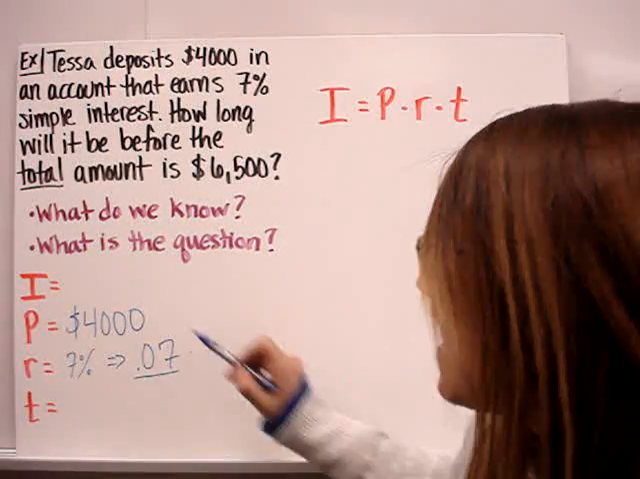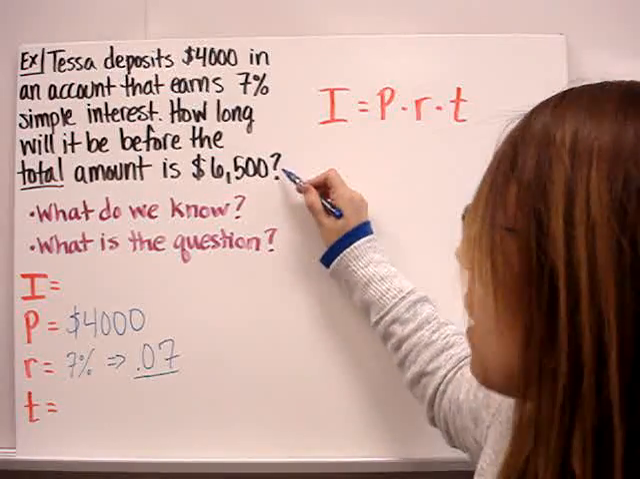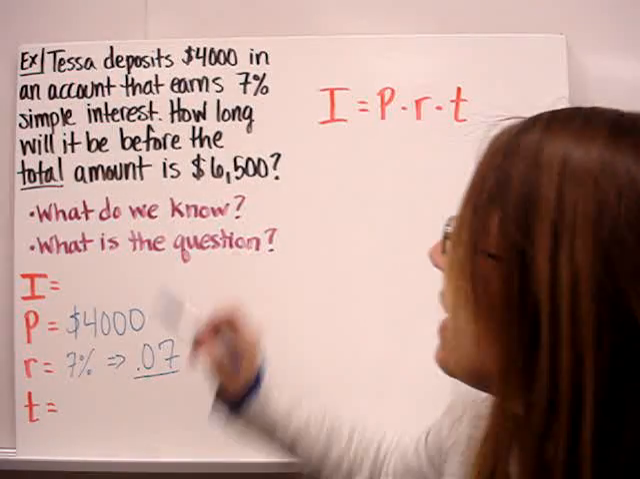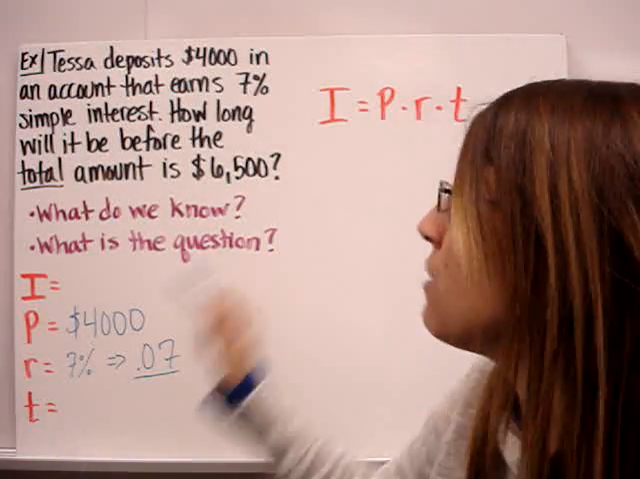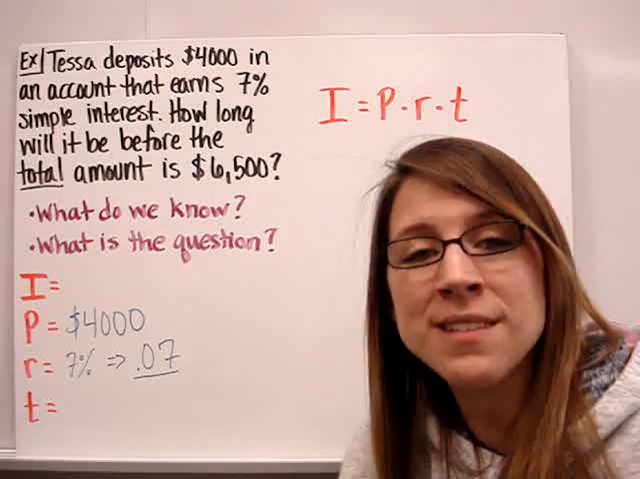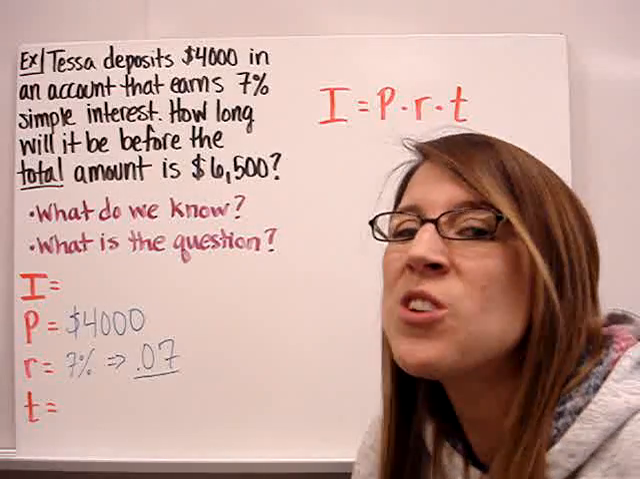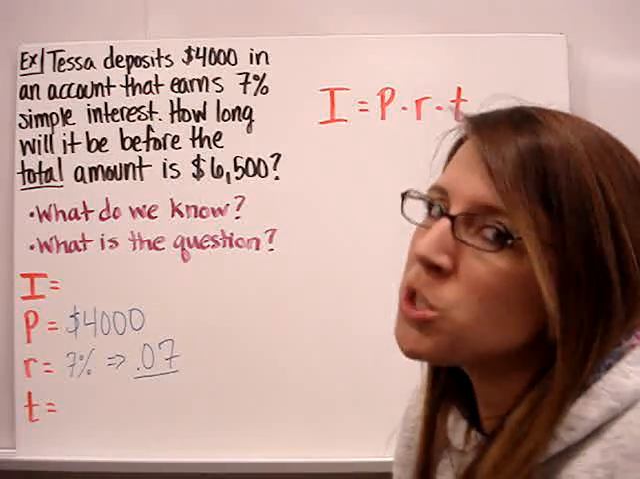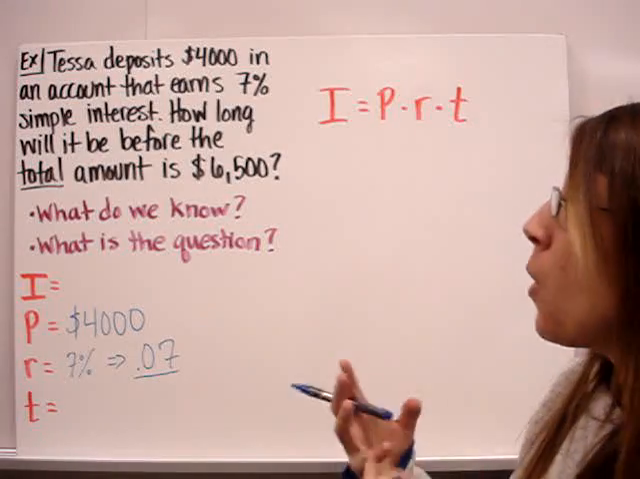And then interest. It is going to be so tempting for you to grab this number just because it's the third one and plug it in for I. However, it asks you how long will it be before the total amount is $6,500, the total amount. Remember that Tessa deposited $4,000 to start with. So that $4,000 is included in that total, but money was added to it. How much was added to it is going to be the interest, the amount of money.